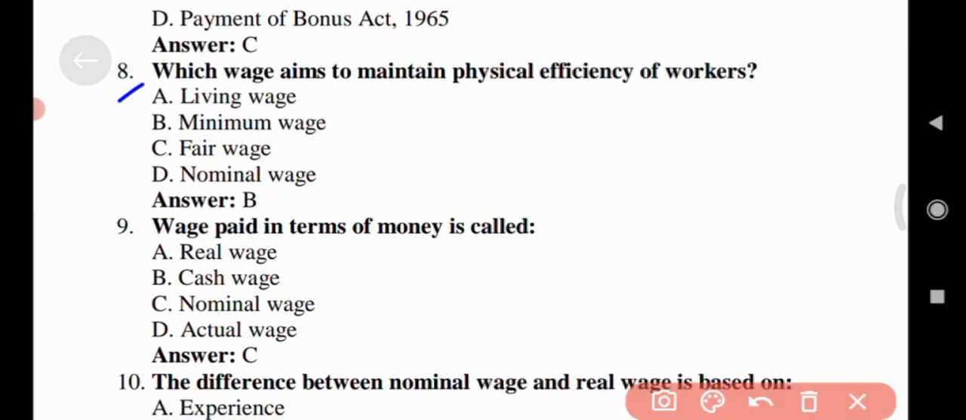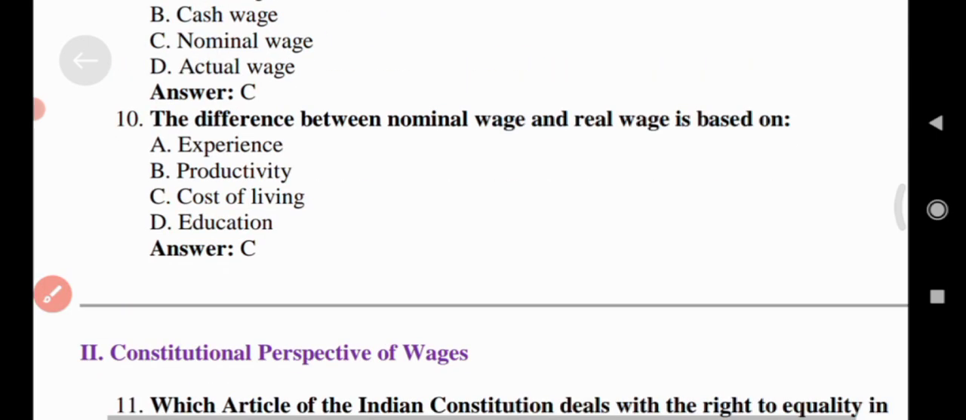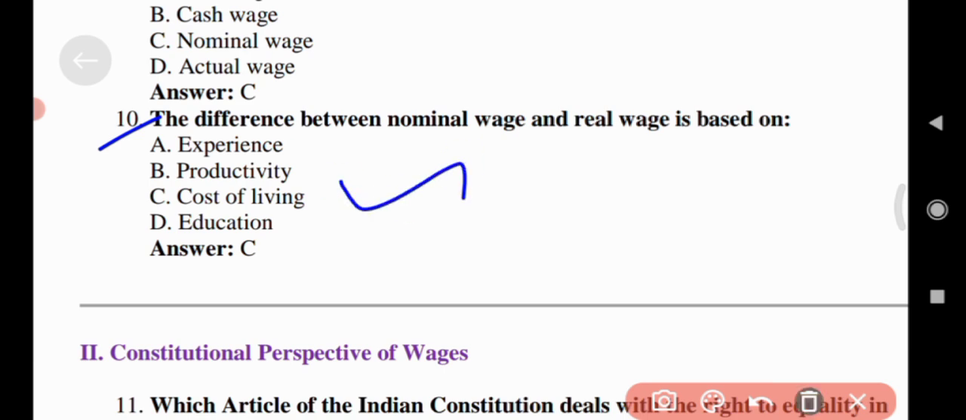Which wage aims to maintain physical efficiency of workers? Option B: Minimum wage. Wage paid in terms of money is called option C: nominal wage. The difference between nominal wage and real wage is based on option C: cost of living.